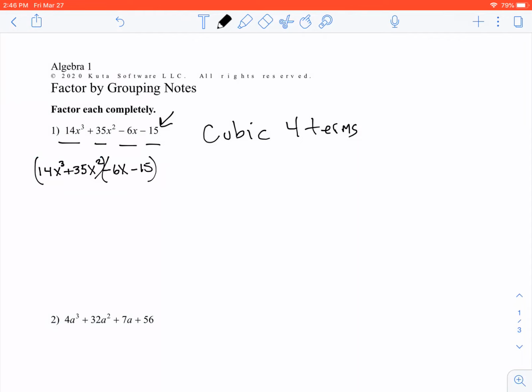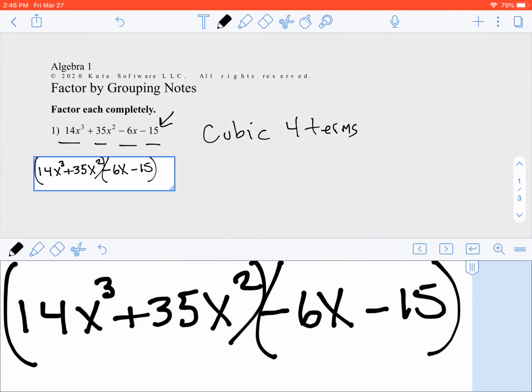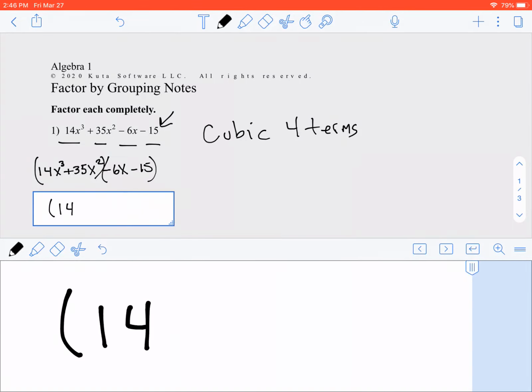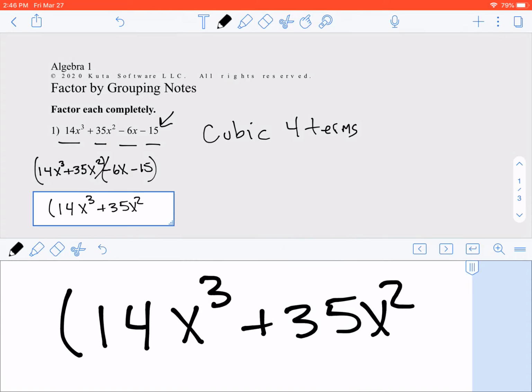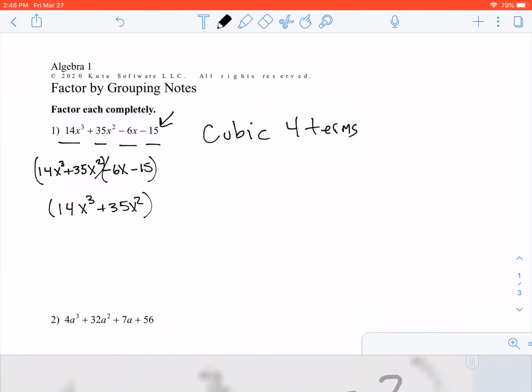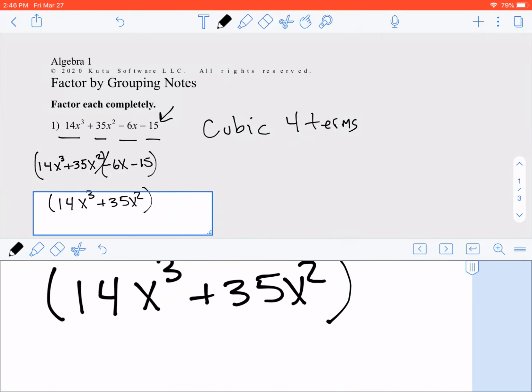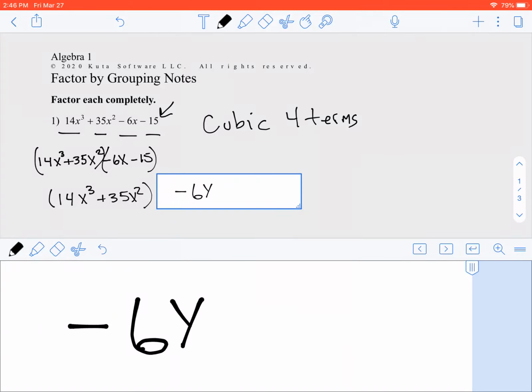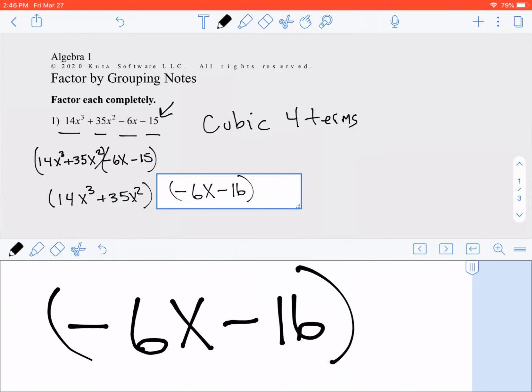So the first group we're going to factor, and I'm going to write them a little bigger now, is 14x cubed plus 35x squared. So there's my first group. And then my second group I'm going to factor is right next to it, and it's going to be the negative 6x minus 15. And I'm going to treat these separately.